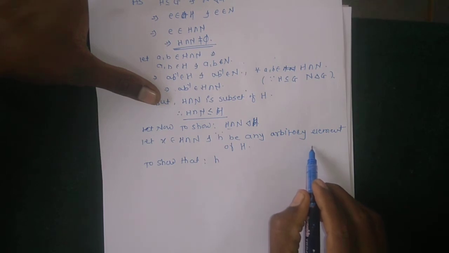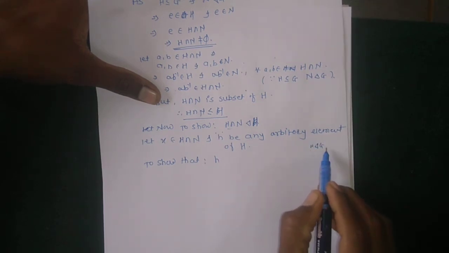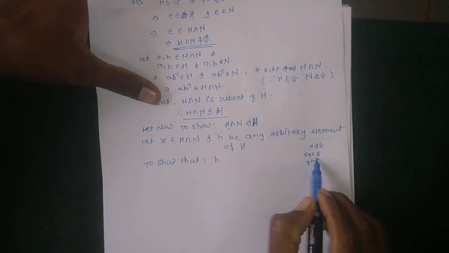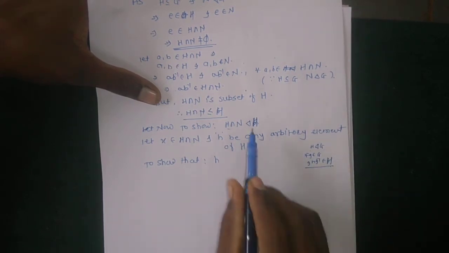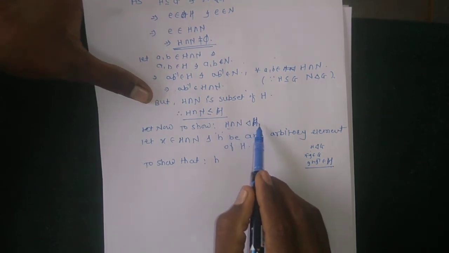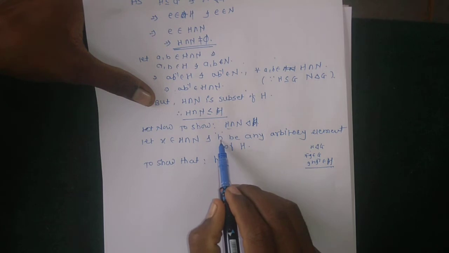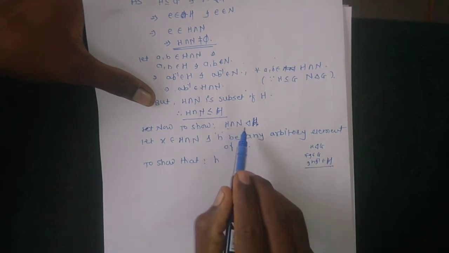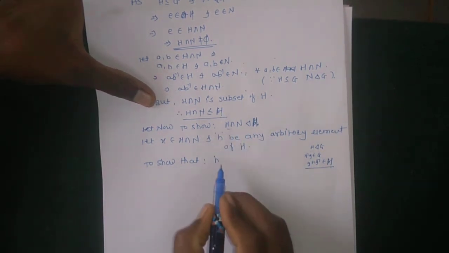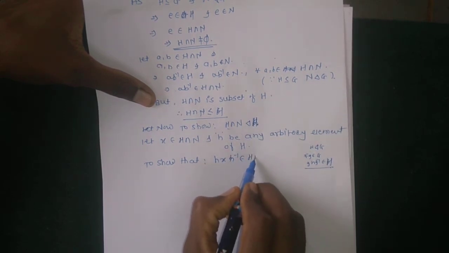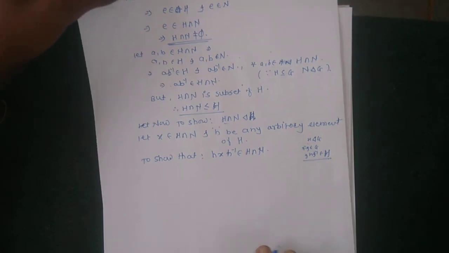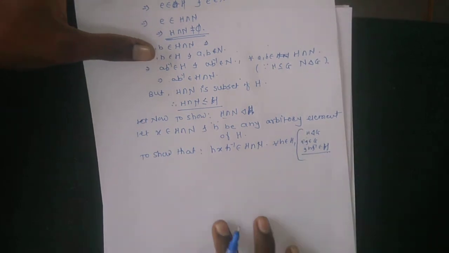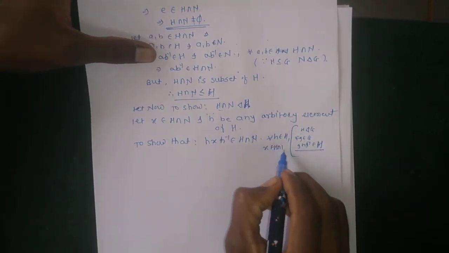When H is a normal subgroup of G, for all g belonging to G, g h g inverse belongs to H. Here, to show H intersection N is a normal subgroup of H means that for all h belonging to H, h x h inverse belongs to H intersection N. So we need to show that h x h inverse belongs to H intersection N. Here, for all h belonging to H, and x belongs to H intersection N.